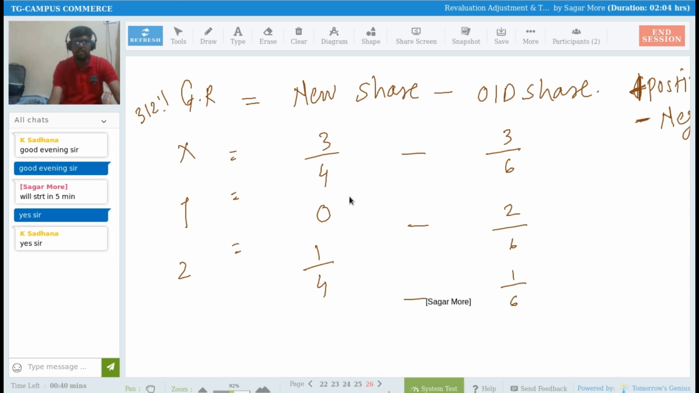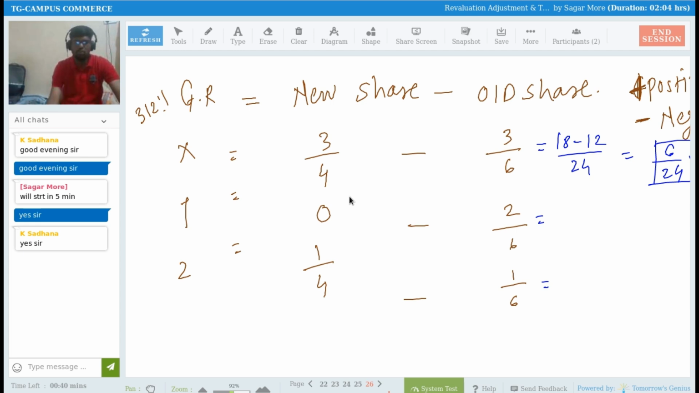So we have to subtract this and we'll get the answer. See what the answer is. After simplification, this is the answer. You can do it by LCM or cross multiplication. 6 3s are 18 minus 4 3s are 12, divided by 24. So what is the answer here? 6/24, positive. So it means he is a gaining partner.